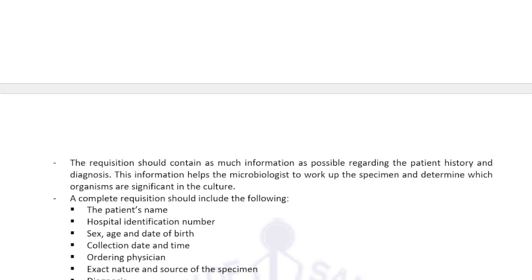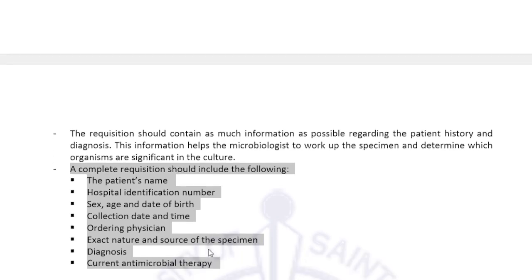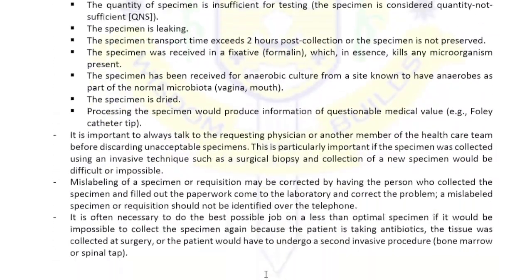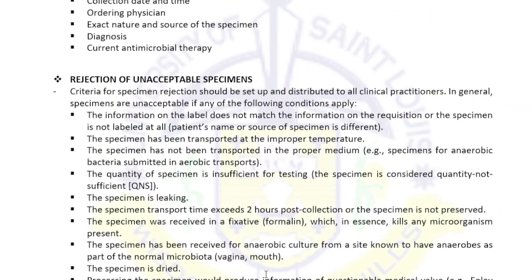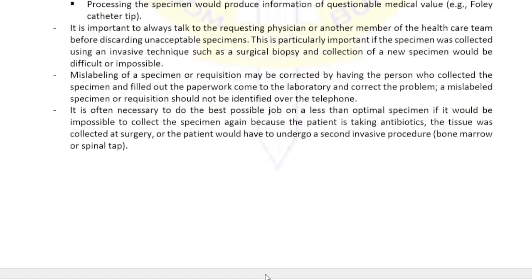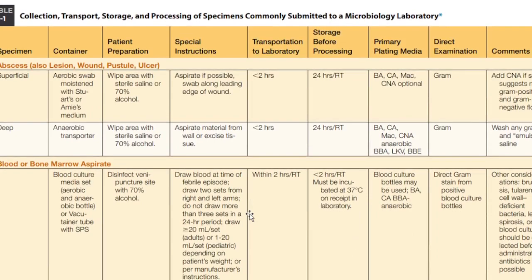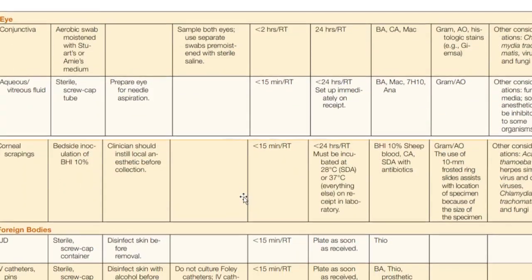Okay? So, it should contain the following. A complete requisition should include the following, of course. Okay, huwag kakalimutan, collection date and time, and yun nga, exact nature and source of specimen. It should be specified kung saan nakuha. So we have here, okay, rejection of unacceptable specimens, priorities, order of priority, and this one, yung table. Okay, ito yung mahaba.